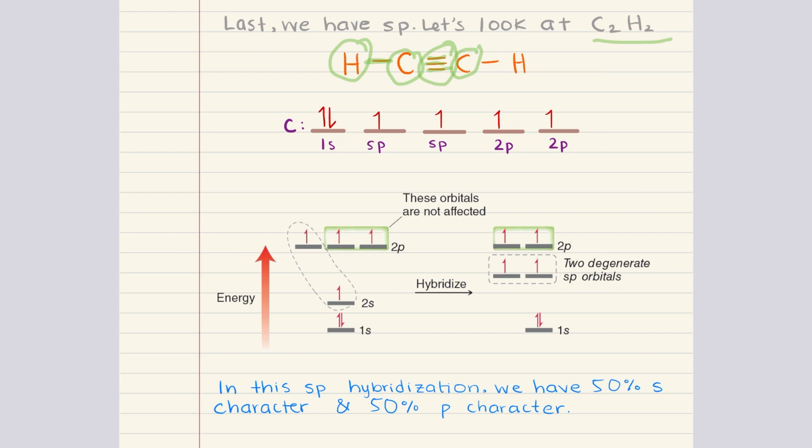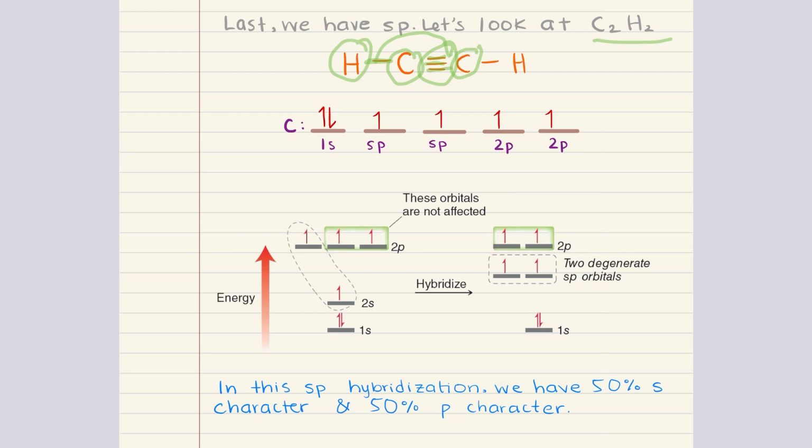Once again, if we consider carbon's ground state electron configuration, we would think carbon can only form two single bonds. However, we know from experimental data for C2H2 that it forms a linear shape with a bond angle of 180 degrees, and that the carbon-carbon bond is much stronger than a typical single bond.